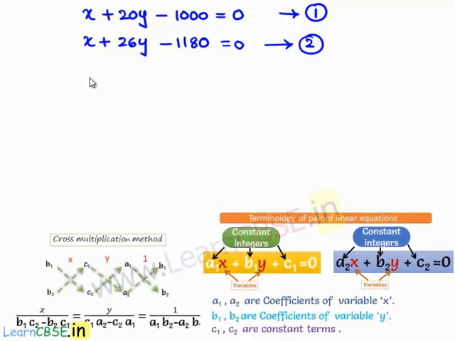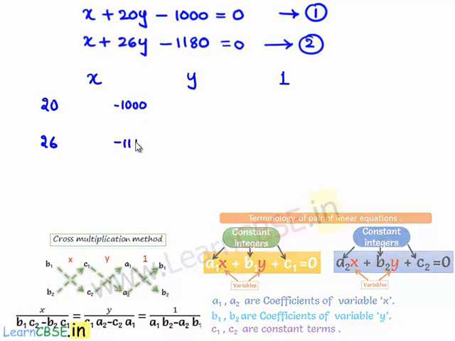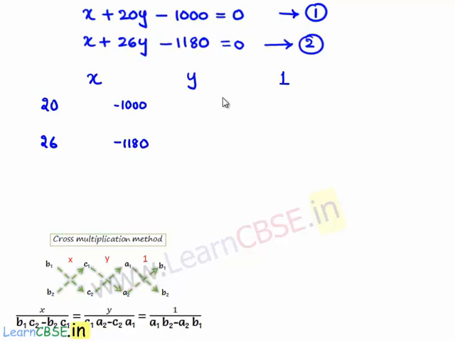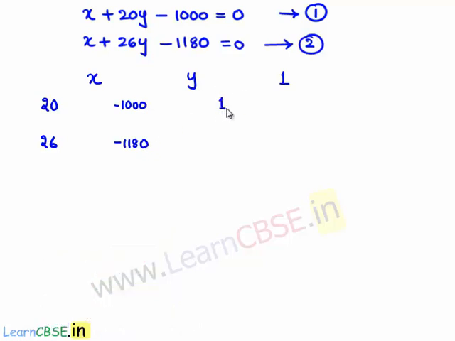For cross multiplication method, we need to draw the following diagram, that is, first write X, Y and 1 as shown here. Next write the coefficients of Y, that is 20 and 26. Next the constant terms which are minus 1000 and minus 1180. Next the coefficient of X, that is 1 and 1. Next the coefficients of Y, 20 and 26.